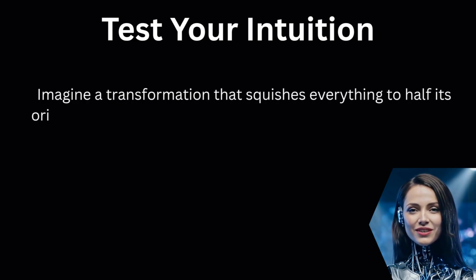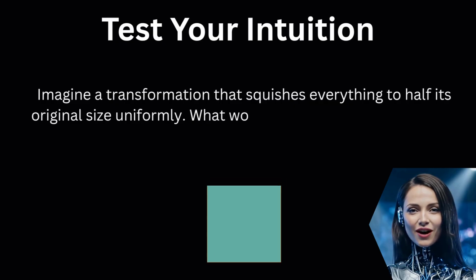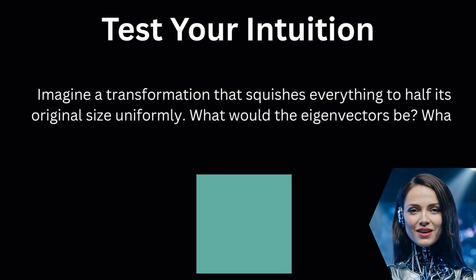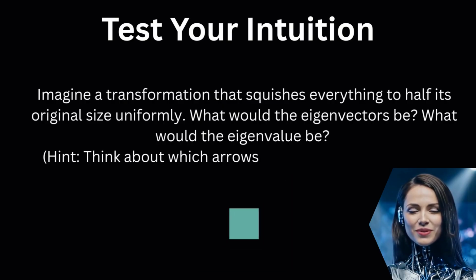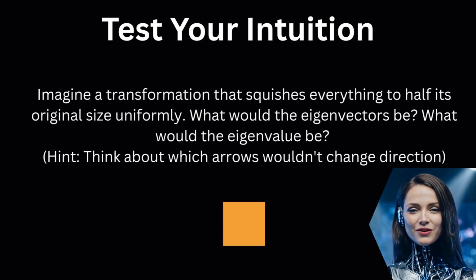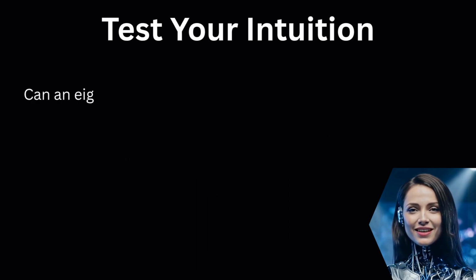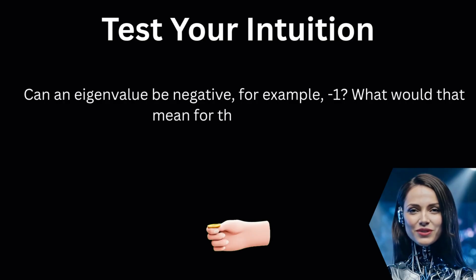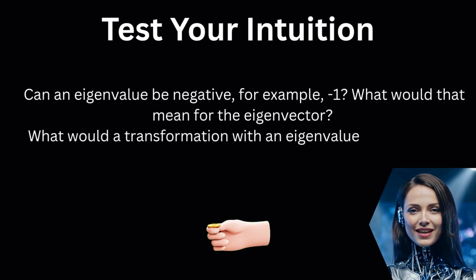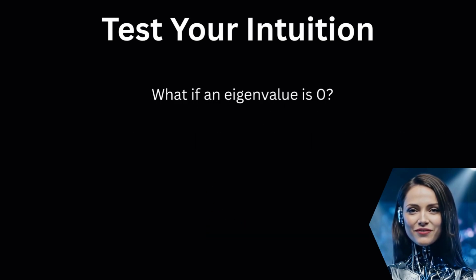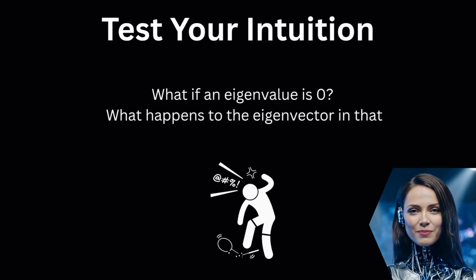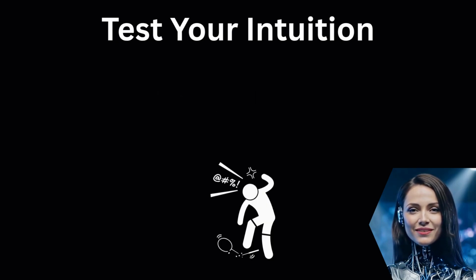Imagine a transformation that squishes everything to half its original size uniformly. What would the eigenvectors be? What would the eigenvalue be? Think about which arrows wouldn't change direction. Can an eigenvalue be negative, for example -1? What would that mean for the eigenvector? What would a transformation with an eigenvalue of -1 look like? Next, what if an eigenvalue is 0? What happens to the eigenvector in that direction?